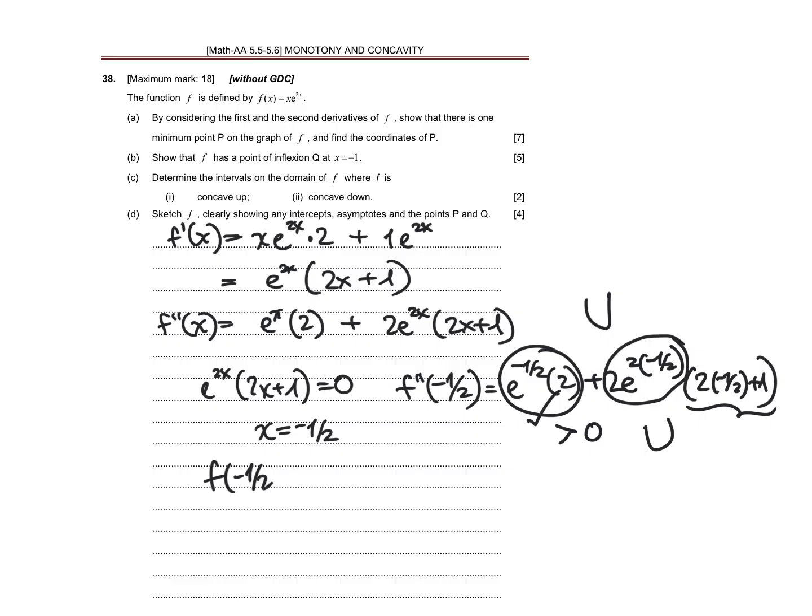We just have to sub it back into the original function, which is negative 1/2 e to the 2 times negative 1/2, which is negative 1. So negative 1 over 2e. So our point P is this.